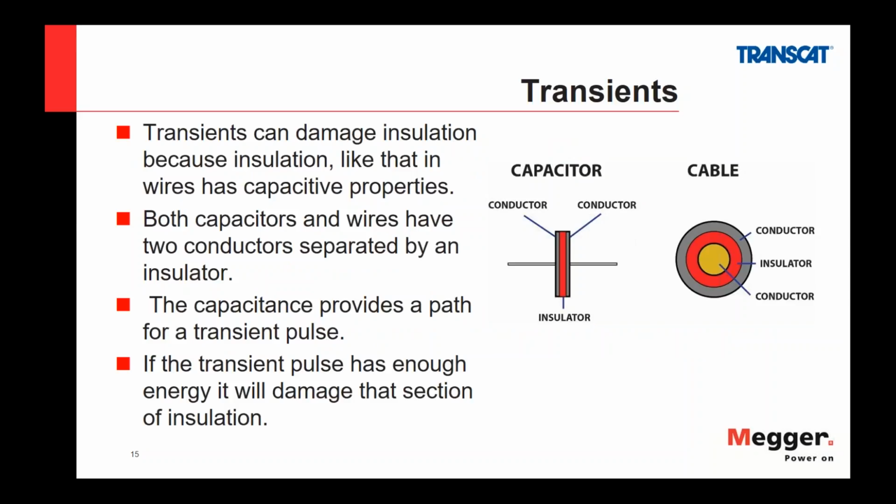So we can see on this picture here that wires are like capacitors. Both capacitors and wires have two conductors separated by an insulator. This capacitance path provides a path for the transient pulse. And if the transient pulse has enough energy, it will damage that section.